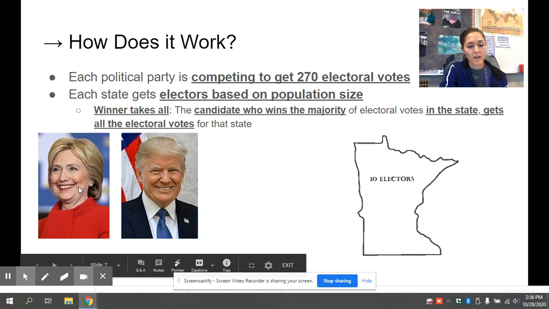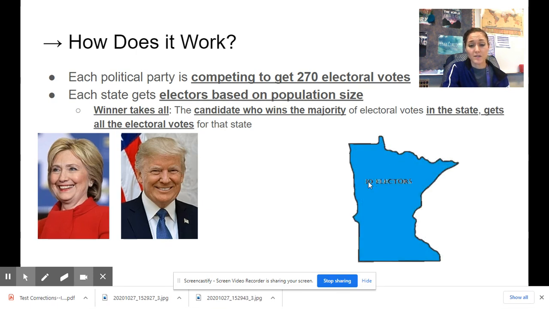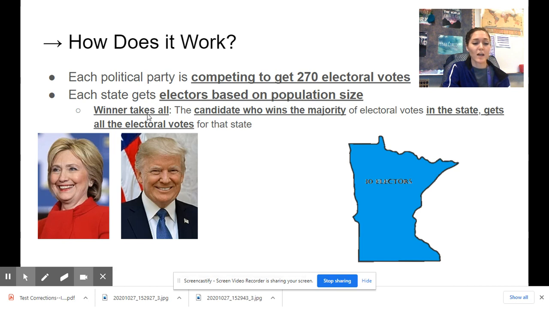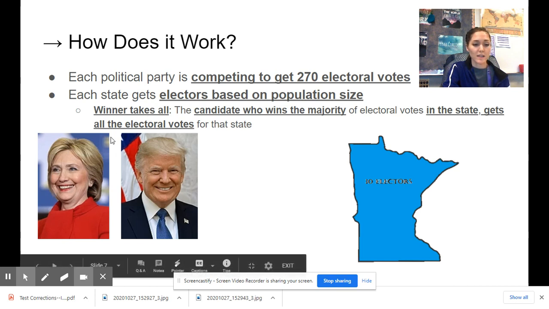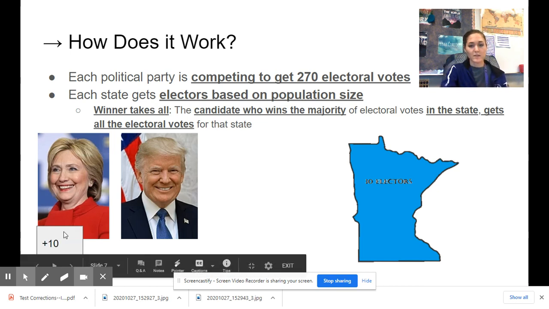The election between Hillary Clinton and Donald Trump, Minnesota had 10 electors. In that election, the majority of those electors voted for Hillary Clinton, but it was really, really close. So let's say 6 of them voted for Hillary Clinton, 4 of them voted for Donald Trump. Because we have that winner take all system, even though only 6 voted for Hillary Clinton, she would get all 10 of those electoral votes. So she has like plus 10 points in her favor, and she needs at least 270.